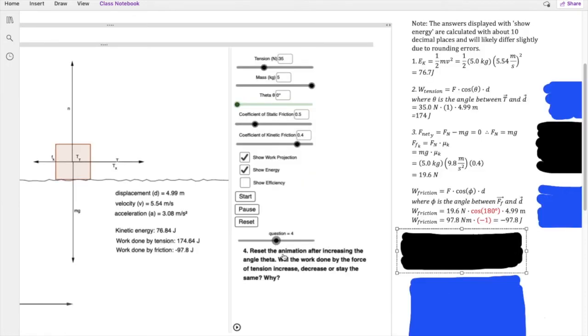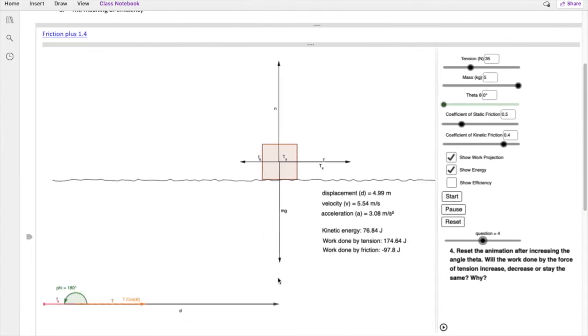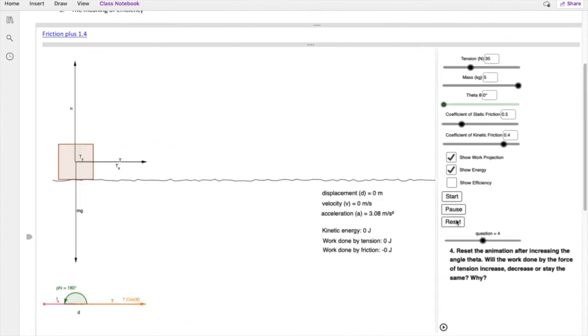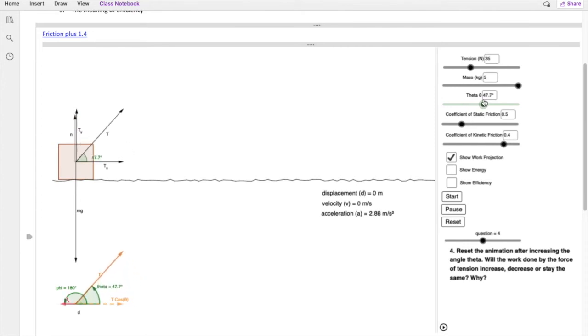All right, so reset the animation after increasing the angle theta. Will the work done by the force of tension increase, decrease, or stay the same? So let's go ahead and do that. And we're just going to increase theta. I'm going to increase it to 60 degrees. All right, now I want you guys to stop, make a prediction. Is it going to increase, decrease, or stay the same?